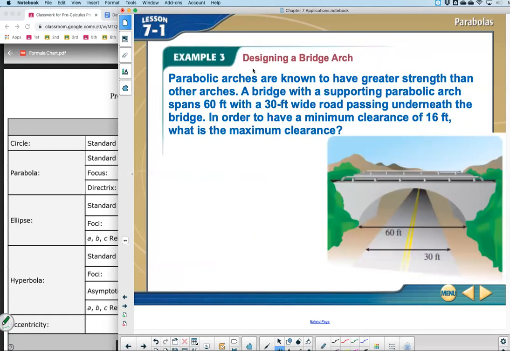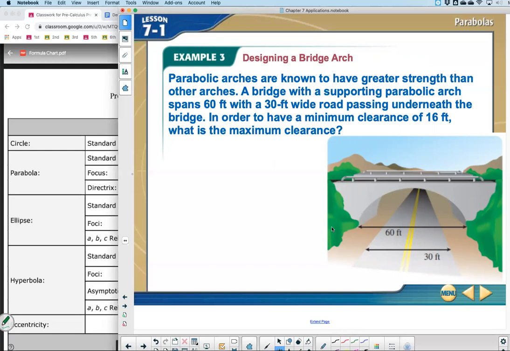So here I'm going to take a look at example 3. It says parabolic arches are known to have greater strength than other arches. A bridge with a supporting parabolic arch spans 60 feet with a 30-foot wide road passing underneath the bridge. In order to have a minimum clearance of 16 feet, what is the maximum clearance? So here's my parabola. Remember, this would be called the directrix up there. It's a source of strength where you drive.